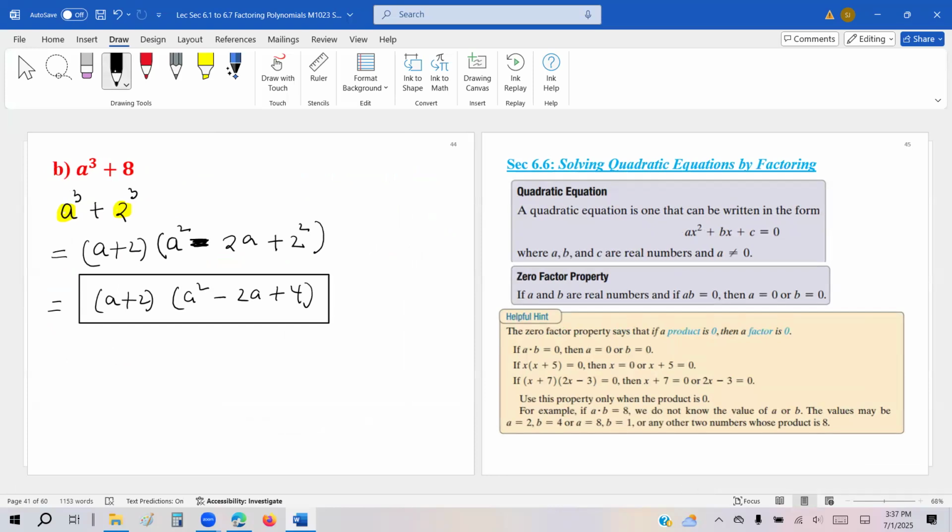So homework 6.1, 2, 3, 4 sections. Homework and quizzes. And these are just simple math, okay, just factoring. They're not word problems or anything. So enjoy them, okay? Try to enjoy them.